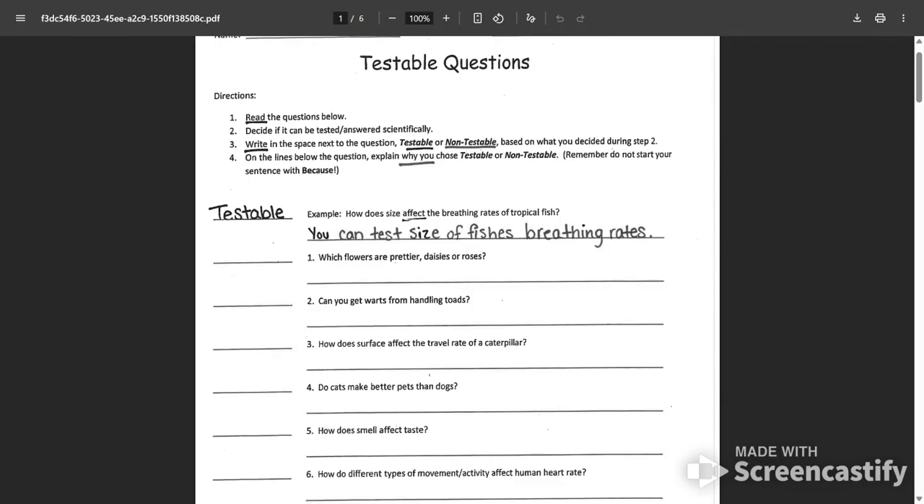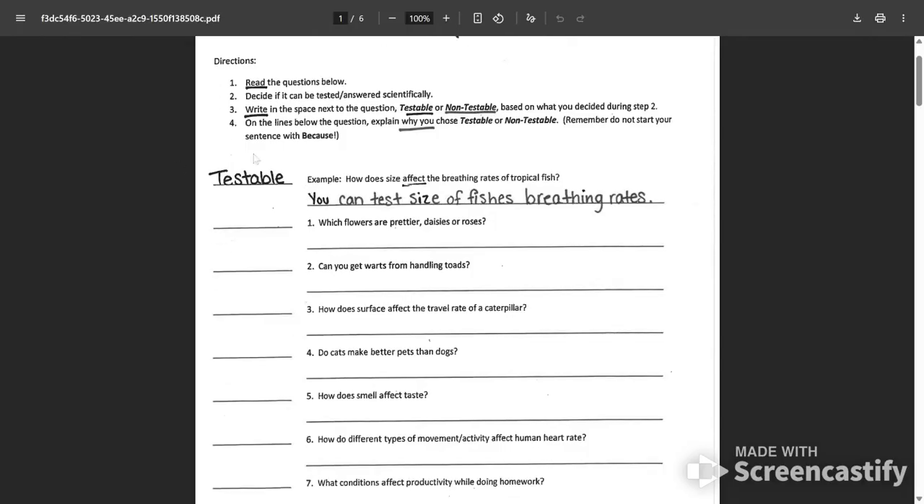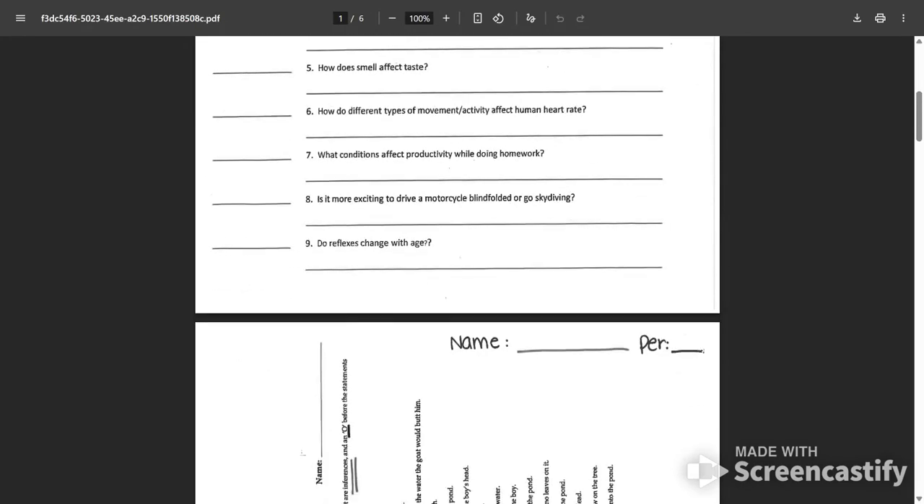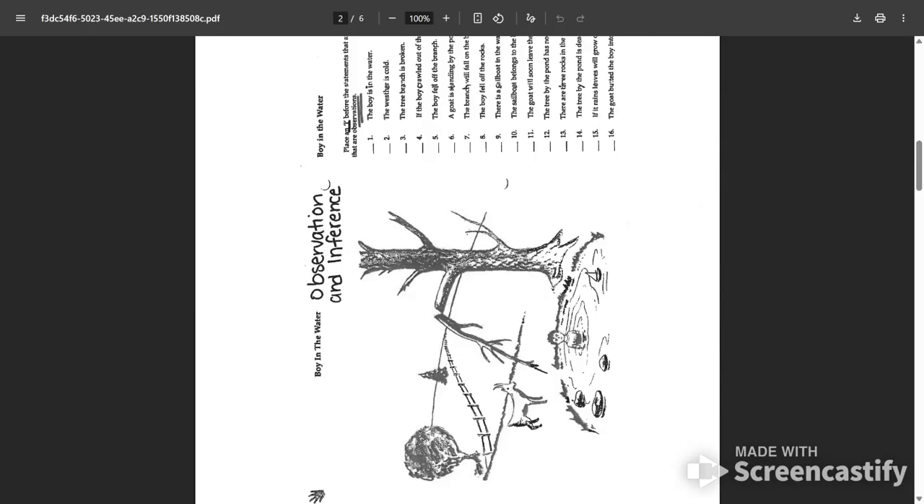You're going to read the questions below and decide if they are testable and answered scientifically. You'll write in the space here if they're testable or non-testable, and then tell me why. So for this example, how does the size affect the breathing rates of tropical fish? That is testable. You could create an experiment, and so you can test the size of the fishes and the breathing rates.